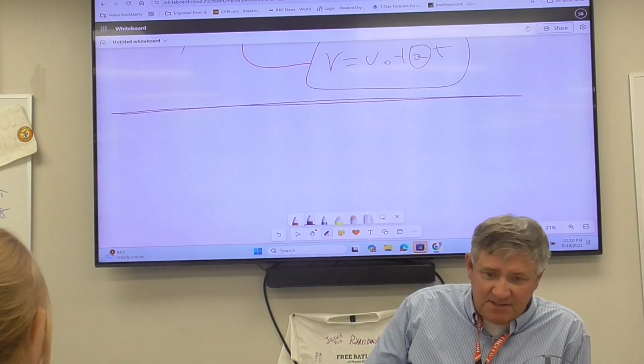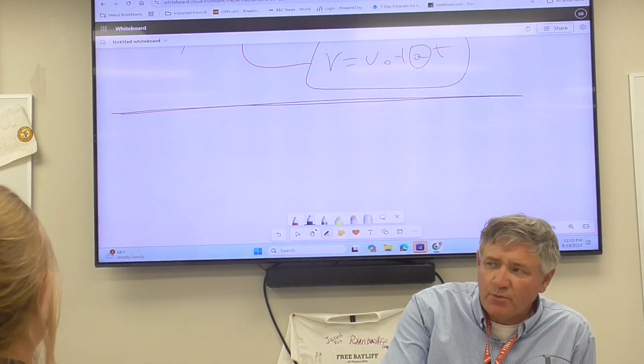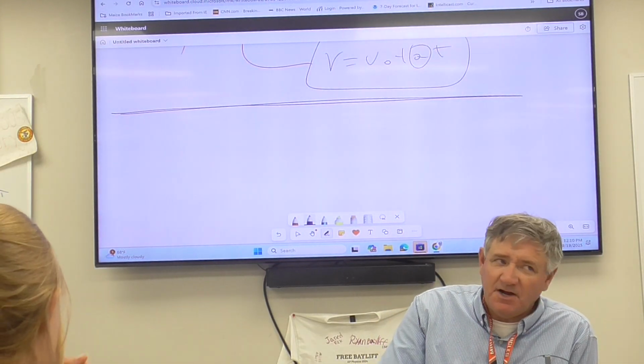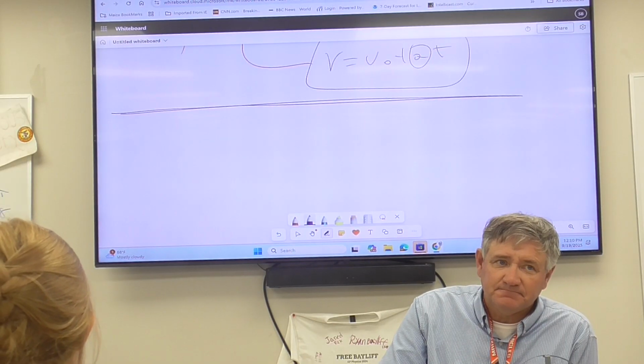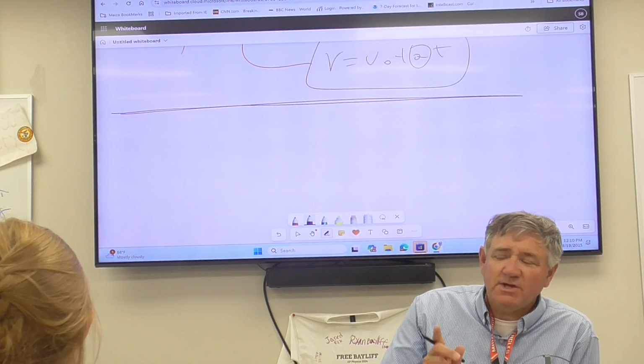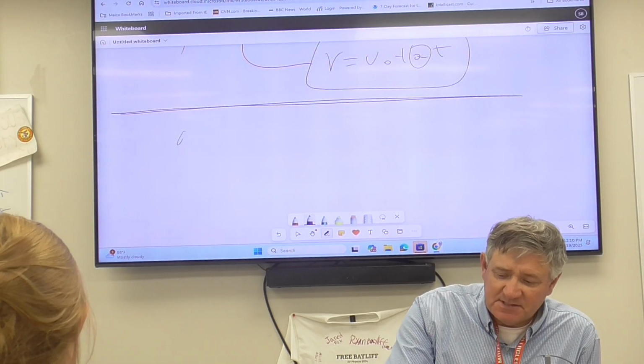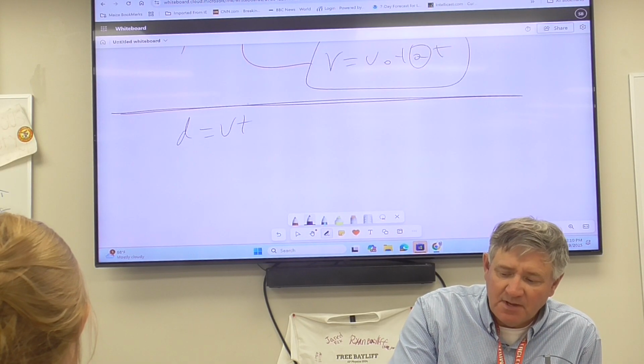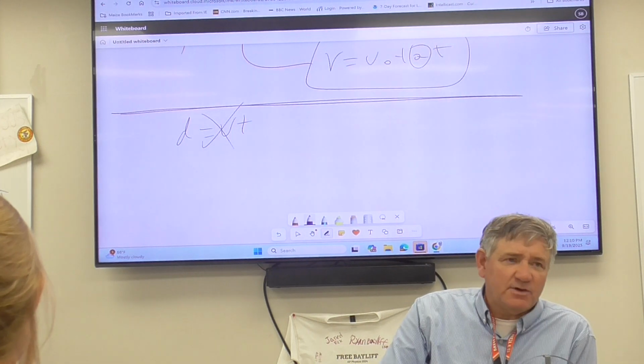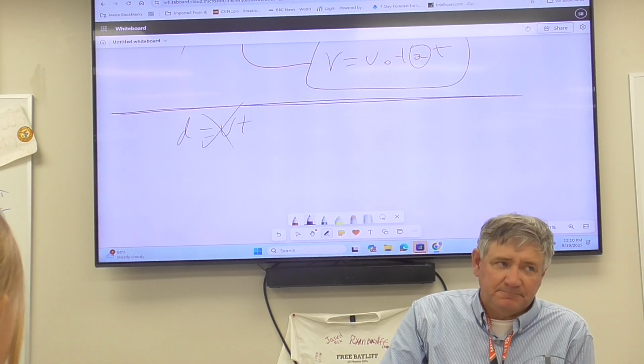First off, this is going to be acceleration. So what equation are you not going to use throughout this test? What's the one equation you are forbidden to use? Distance equals velocity times time. If you find yourself using that equation on this test, stop.